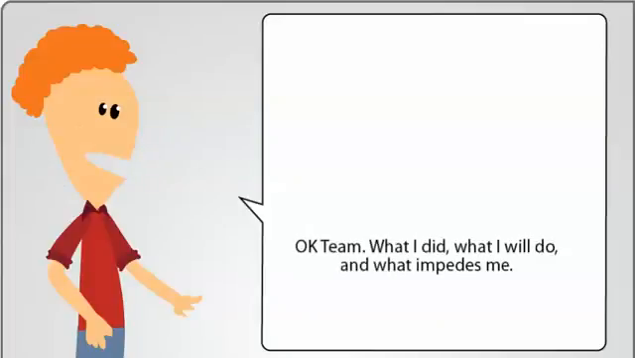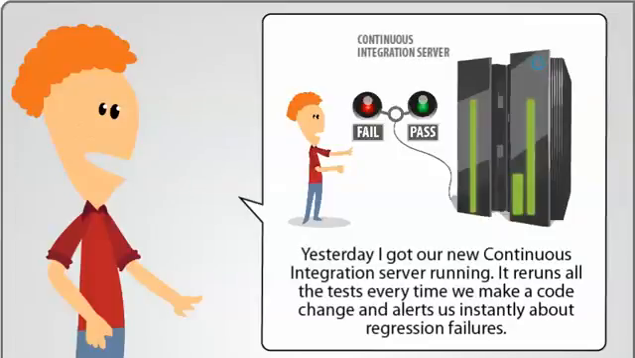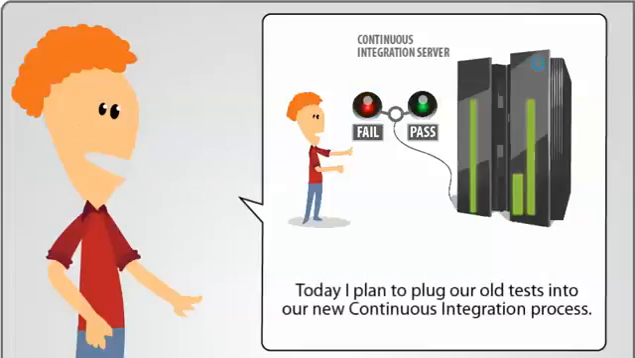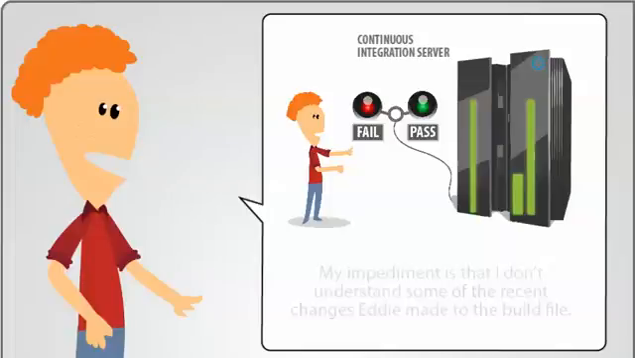Okay, team. What I did, what I will do, and what impedes me. Yesterday, I got our new continuous integration server running. It reruns all the tests every time we make a code change and alerts us instantly about regression failures. Today, I plan to plug our old tests into our new continuous integration process. My impediment is that I don't understand some of the recent changes Eddie made to the build file.